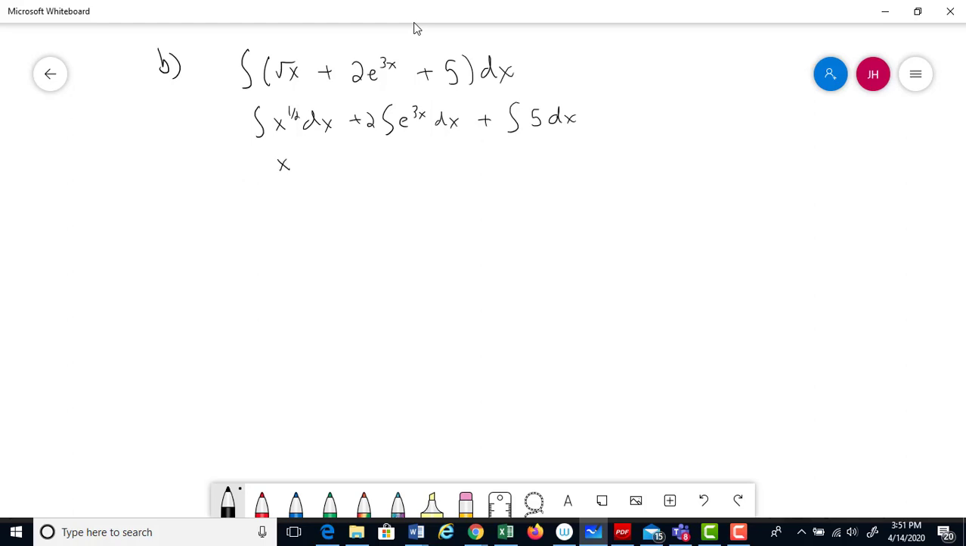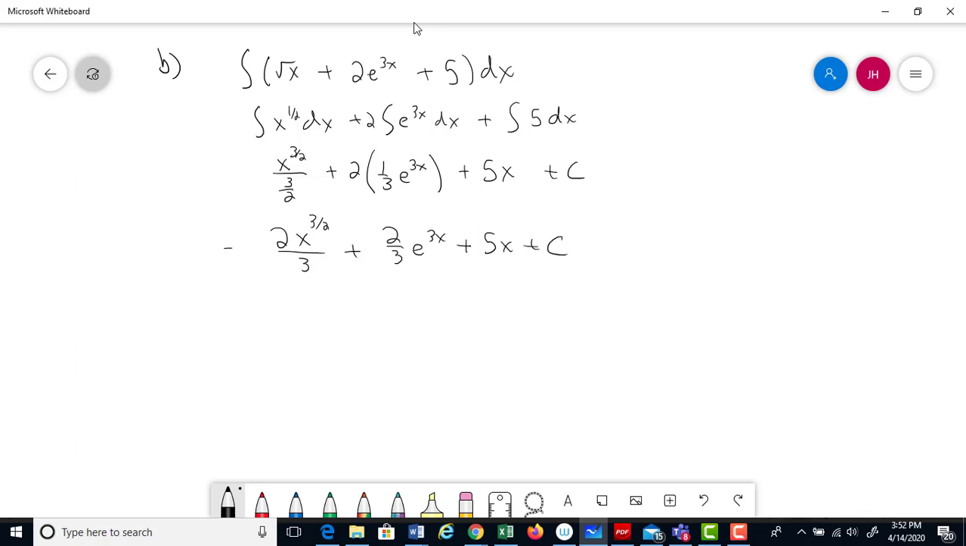So this is going to be equal to x, well, adding 1 to the exponent is going to be 3 halves. Remember, it's 1/2 plus 1, all over 3 halves. Plus 2 times, well, the antiderivative of this is going to be 1/3 e to the 3x. Remember, with derivatives, you'd be multiplying by 3. With antiderivatives, you'd be dividing by it. And the antiderivative of 5 is 5x, and don't forget your c. So what I get here is, divided by 3 halves is the same thing as multiplied by 2/3. So this is 2x to the 3 halves over 3 plus 2/3 e to the 3x plus 5x plus c.